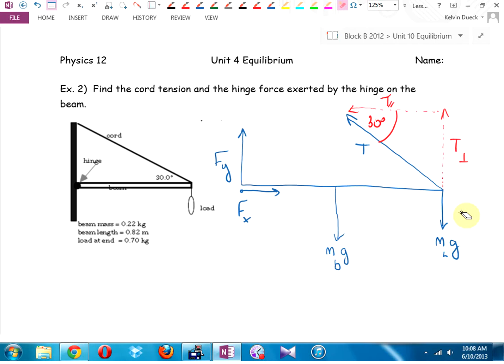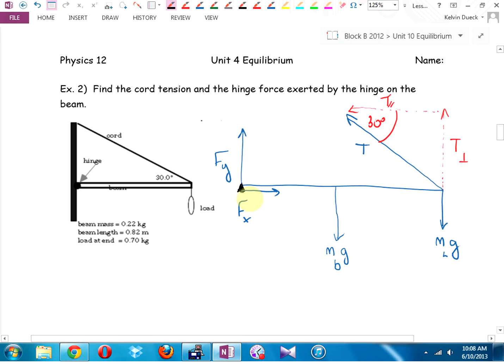Now, I'm not going to put the pivot on the end on the right-hand side. I am going to put the pivot, and you can draw this one in, right there. That's going to be where I'm going to pretend things are rotating from. Why? Because there's two forces that I don't know right there.